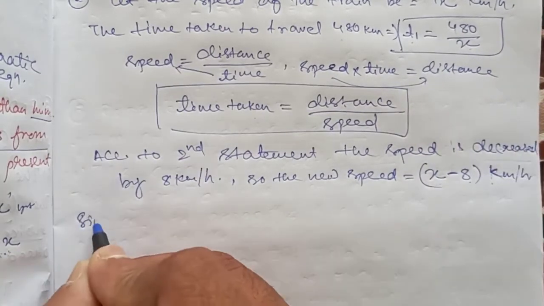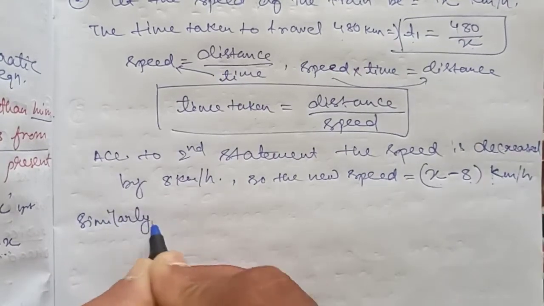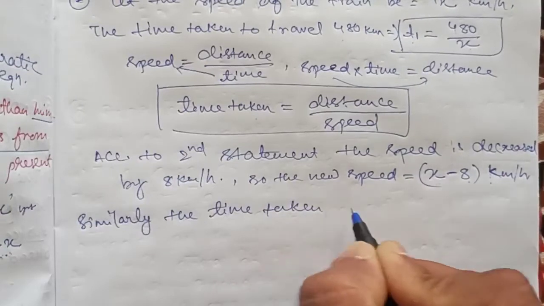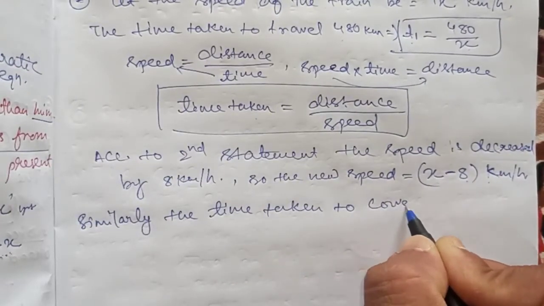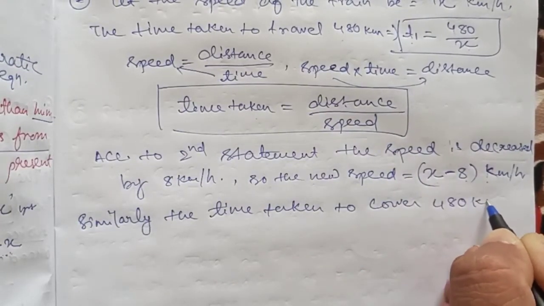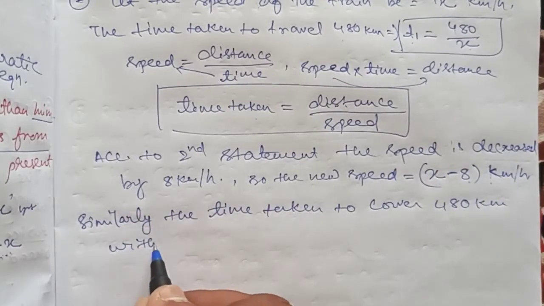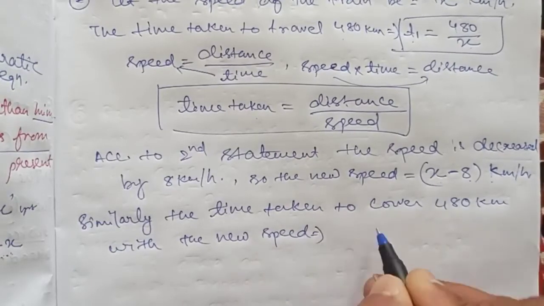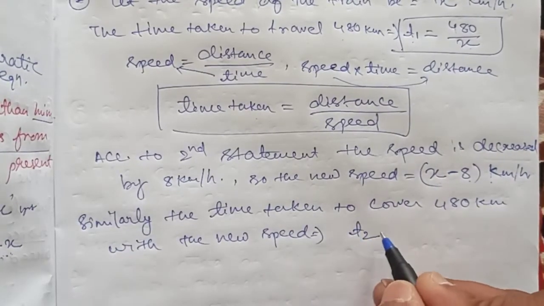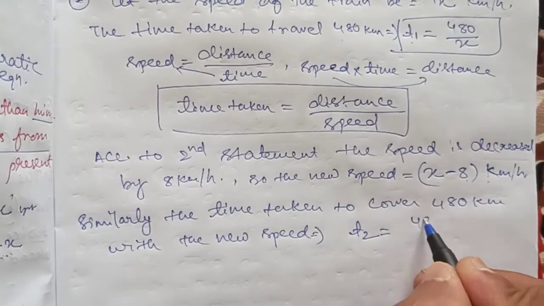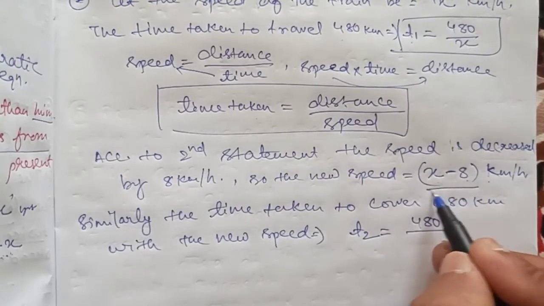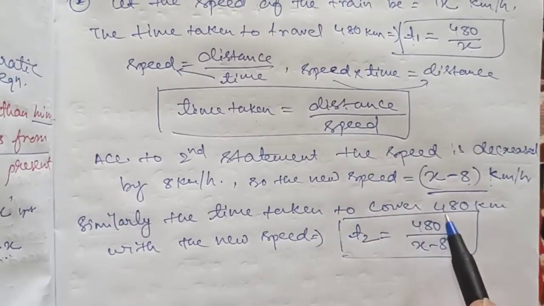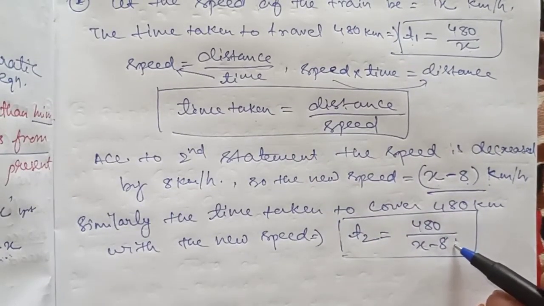Okay, now similarly the time taken to cover 480 km with the new speed, I will take T2 for the new timing, will be distance by speed, where distance is 480 and the new speed is x minus 8 km per hour. This is the new time taken by the train because the speed has been decreased by 8 km.